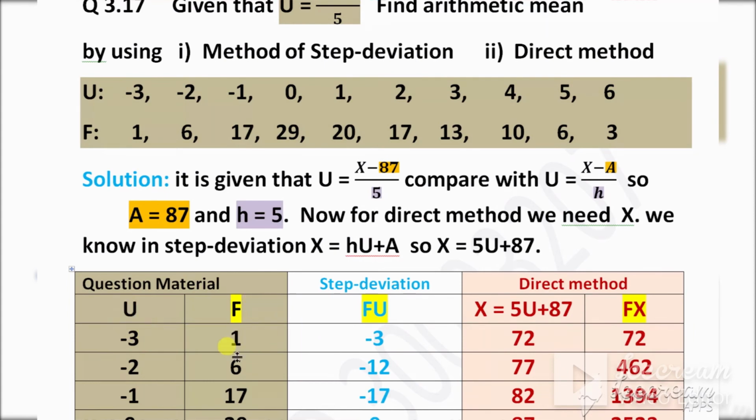U and f columns are given. So first we have to find the x column for the direct method. Then we will multiply this x column with f, and we will get fx. So how to get the x column? We will use this way.